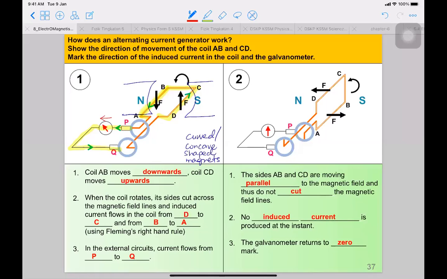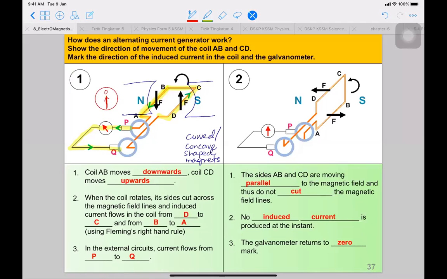Jangan lukis begitu. So there must be a deflection. Sebab galvanometer punya bentuk, the zero is sini kan? So this is the pointer. This is the pointer of the galvanometer. So you shouldn't be drawing the arrow like this one. So there mesti ada deflection sedikit ke sebelah kiri ataupun sebelah kanan. Okay, so don't draw like this one.